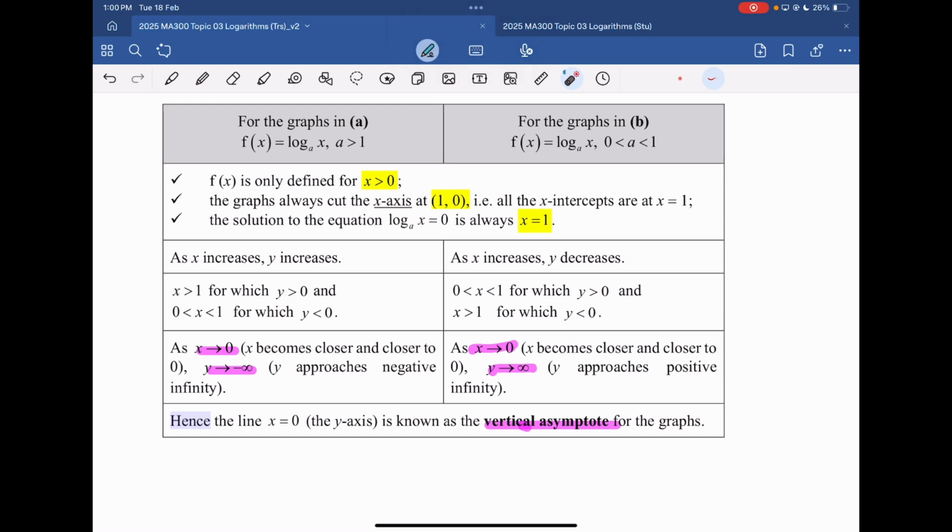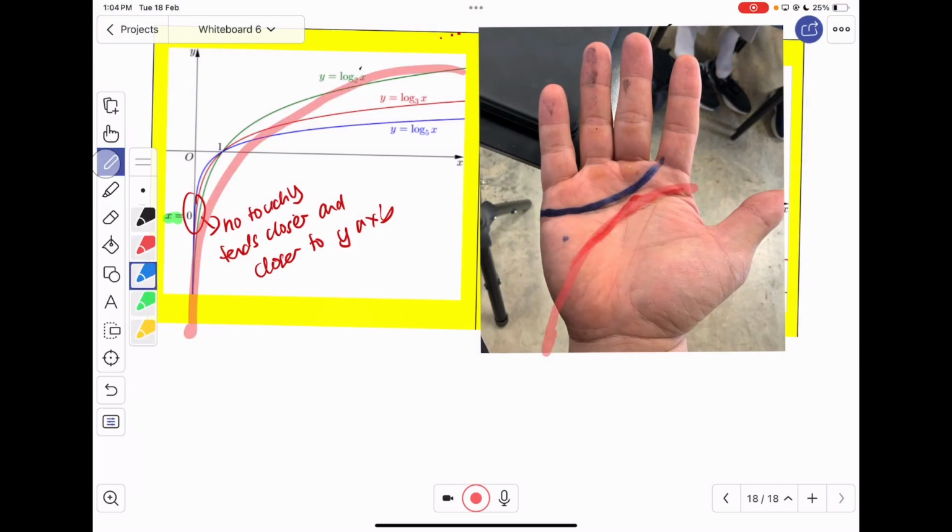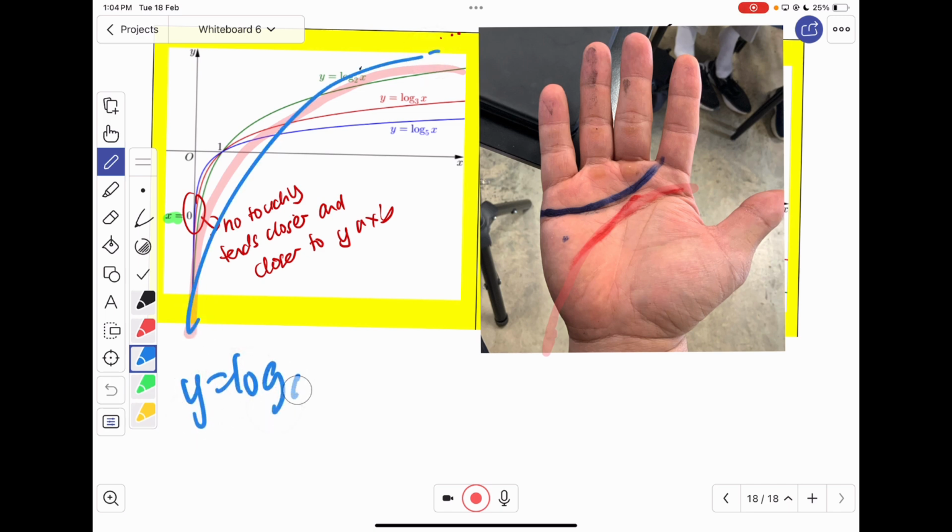No, the x-intercept is always 1. There will be no y-intercept. Okay, so can you see this graph is this shape? y equals log ax. The base is more than 1.